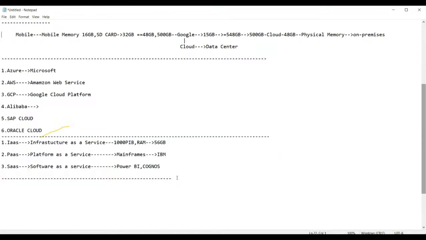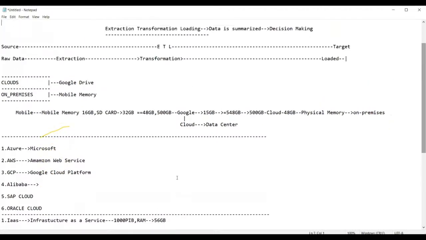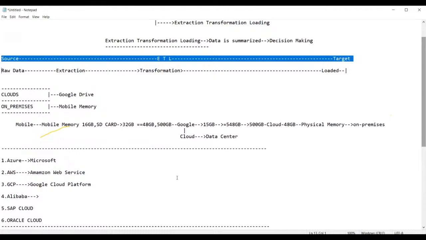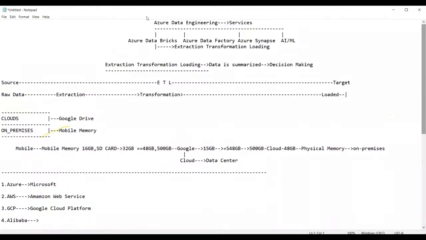Now guys, the cloud is clear for me and on-premises is also clear for me. Everything is clear. But my question is, source, target, this is done already. This is also extraction, transformation, loading done. But what is exactly the use of ADB, that is called Azure Databricks? What does it do? We have to understand this.